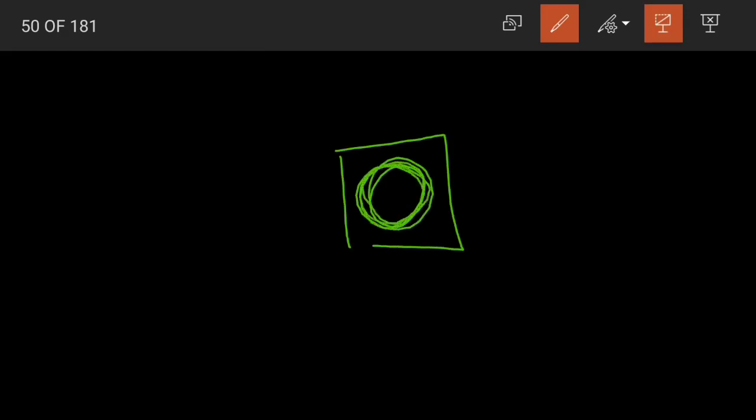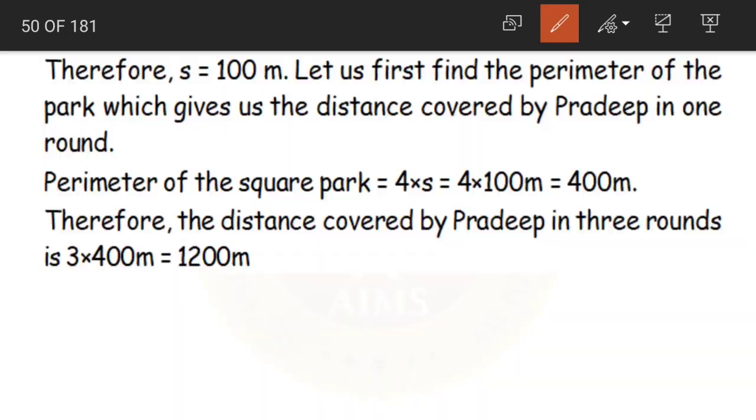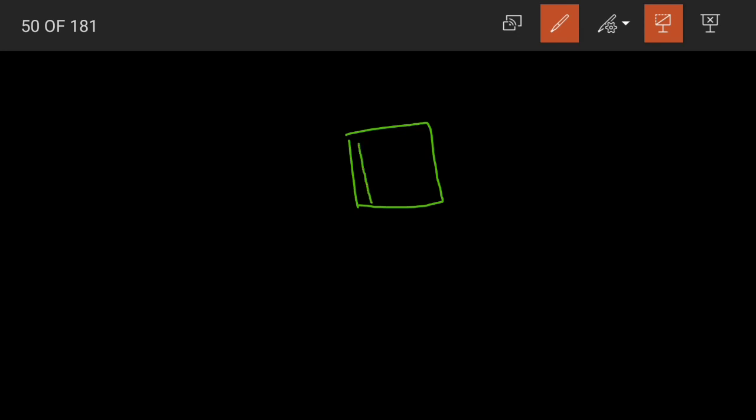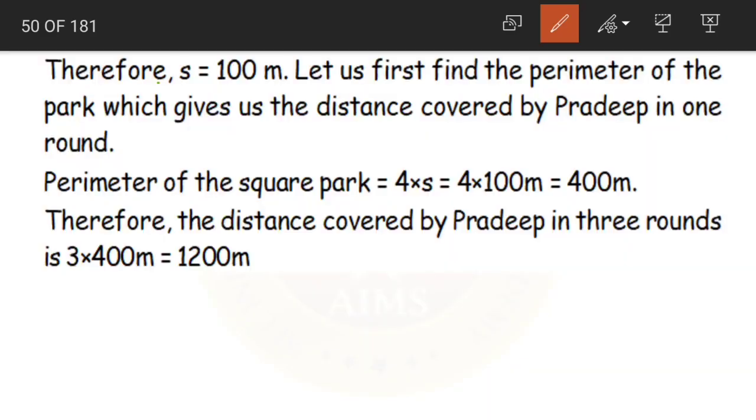Rounds does not mean walking in a circle. What does that mean? One round means making one trip across the border. Again, it is also over the border line. So we need to find out the perimeter to measure the distance covered. Therefore, S is equal to 100 meters.